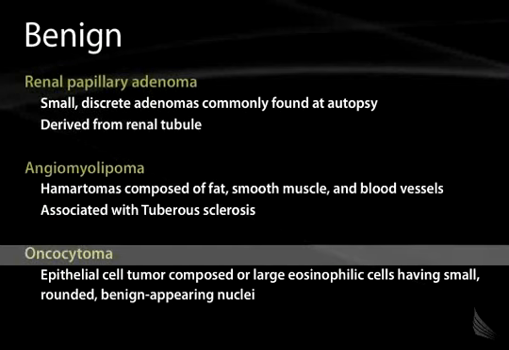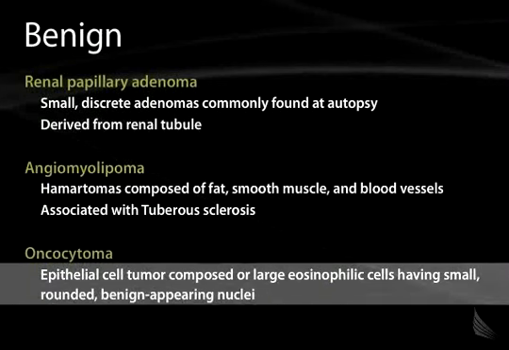You can also get oncocytomas. These are benign epithelial cell tumors composed of large eosinophilic cells having small, rounded, benign appearing nuclei. And it's this eosinophilic rounded appearance that gives it its name. These rounded cells are called oncocytes, whether they're found in the kidney or the thyroid or other places. These oncocytes are cells with this particular morphology. So when you get a benign proliferation of these cells, we call it an oncocytoma. Again, a benign tumor with very little clinical consequence.